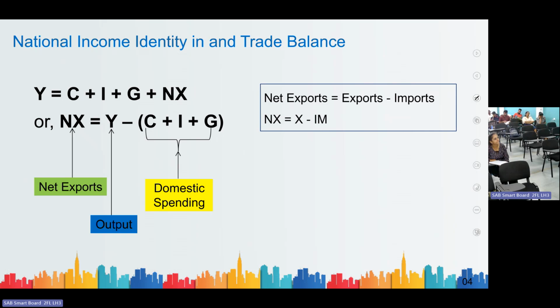We can link balance of payment concepts to national accounting concepts. That is what I have done here. You should have learned the national accounting identity in your principles of economics course. Have you learned it? Y equals C plus I plus G plus X minus M. That is called the national income identity. It is an identity because it's always true.